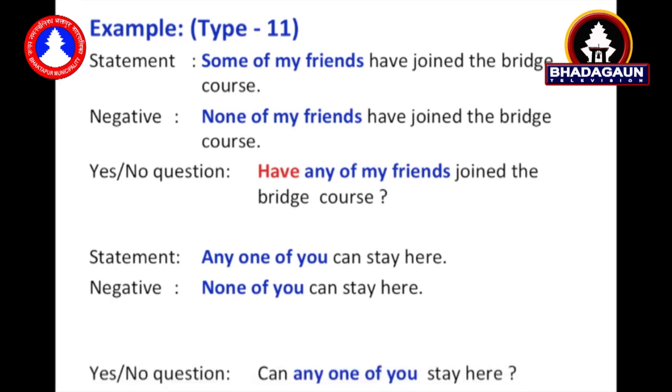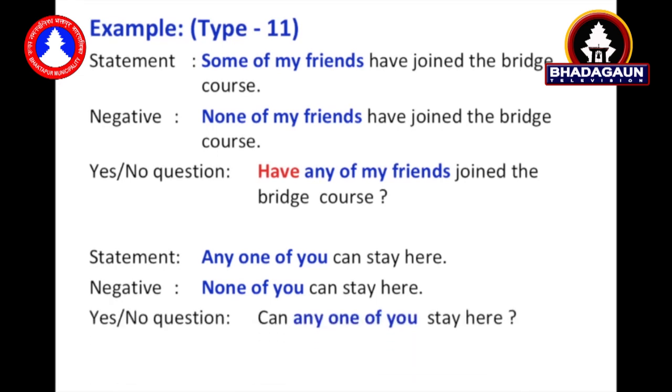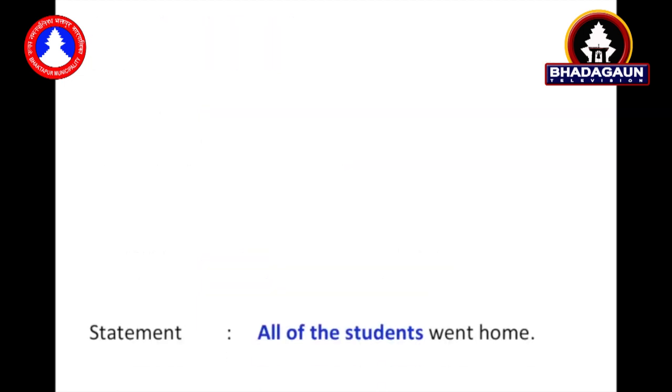And its yes-no question is, can any one of you stay here? Can any one of you stay here? And can is the auxiliary verb, and so this is placed before the subject, and can any one of you stay here? Let's take one more similar example.